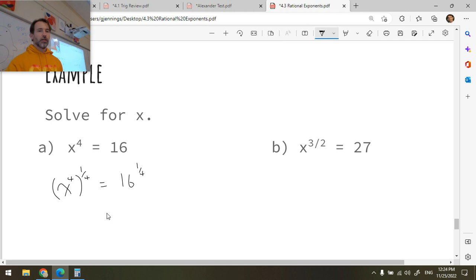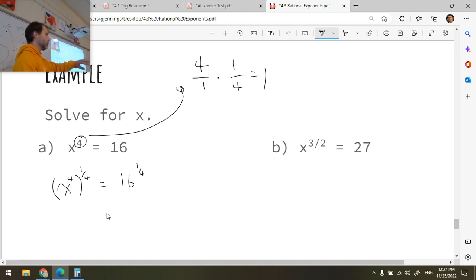How did I know to do that? Well, I take the exponent that's in there and I write it out. 4 is 4 over 1. And I know that if I flipped that and multiplied, I'd get 1. So 4 over 1 times 1 over 4 gives me 1. And that's true for any fraction. 2/3 times 3/2, see it in your mind, 2 over 3 multiplied by 3 over 2 equals 1. If you ever multiply a fraction by its flip, you get 1. And I can show you that with exponent laws too.